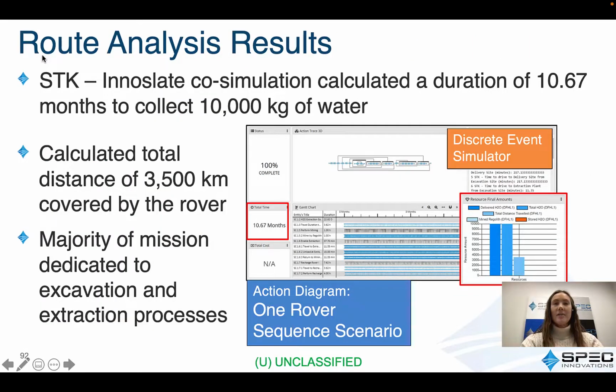A co-simulation with STK using Innoslate was then conducted in the action diagram. After executing either discrete event or Monte Carlo, the simulator calculated a total mission duration of 10.67 months to collect 10,000 kilograms of water using the previous assumptions. A total travel distance of 3,500 kilometers was also calculated that would be covered by the lunar rover during its mission. It is also predicted that a majority of the mission's lifetime will be dedicated to excavation and extraction processes.